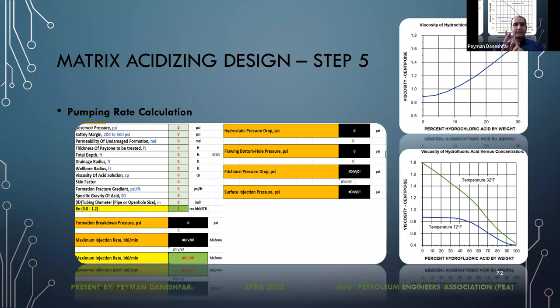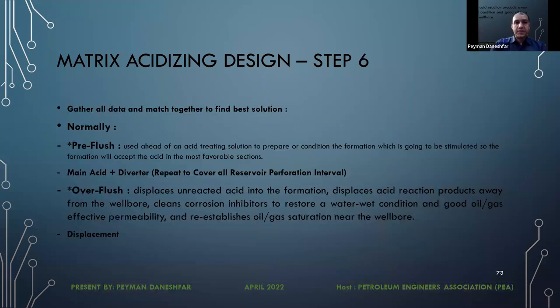Okay, now data gathering, lab procedure, calculating the volume of acid and diverter, pumping pressure, pumping rate. And another step is to gather all data and schedule the acid job. Normally we use the preflush at the first stage, and after that the main acid, and after that the diverting acid, and it will be repeated to cover all the formation, all the intervals of the formation, and after that we use overflush.